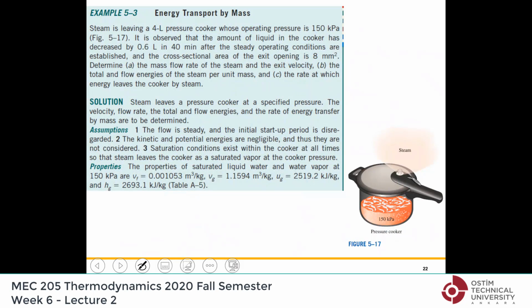Now, let's look at energy transport by mass in a pressure cooker. Here we have a 4-liter pressure cooker, which is a common size, and the operating pressure is 150 kilopascal. It is observed that the amount of liquid in the cooker has decreased by 0.6 liters. That means if it is full initially with 4 liters of water, it went down by 0.6. So delta V is 0.6 liter. In fact, delta m will be 0.6 kilogram because 1 liter is 1 kilogram, in 40 minutes.